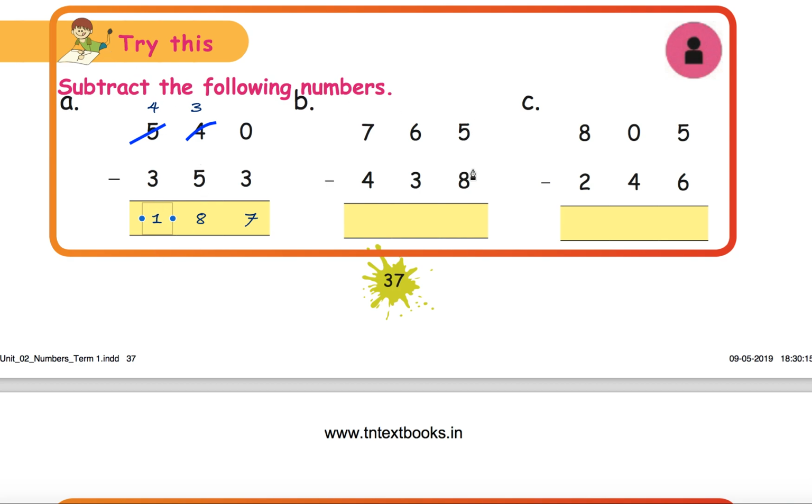Similarly, the B bit. 15 minus 8, how much? 7. Now you have to cross this one because you took 1 from here, right? So this becomes 5. 5 minus 3, 2. So you have to place 2 here. 7 minus 4, 3.